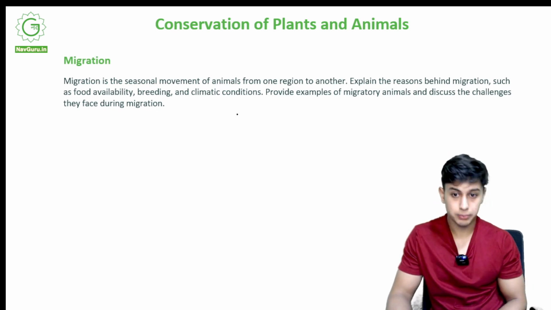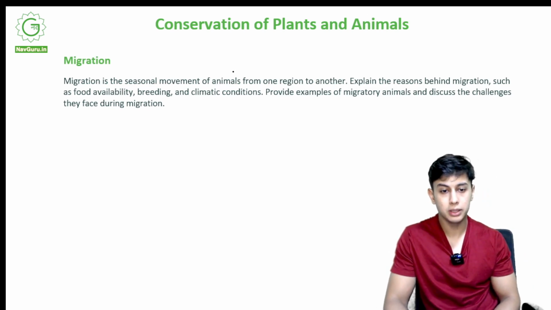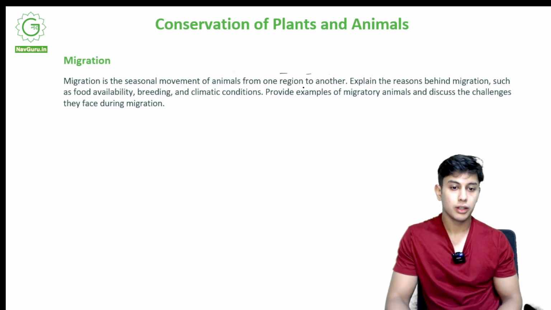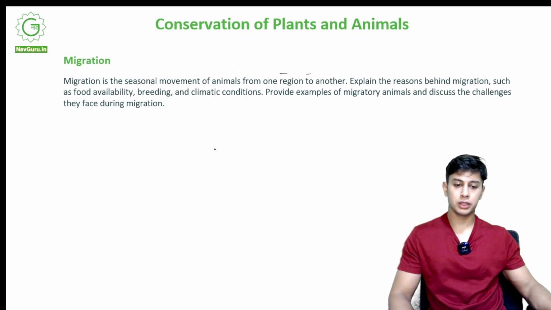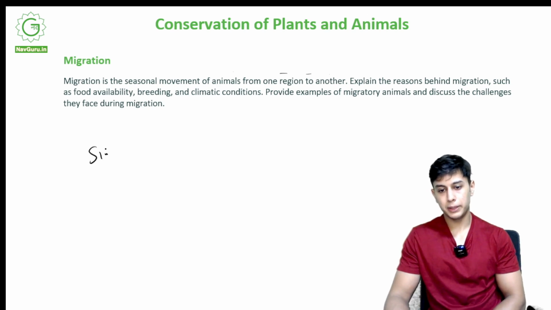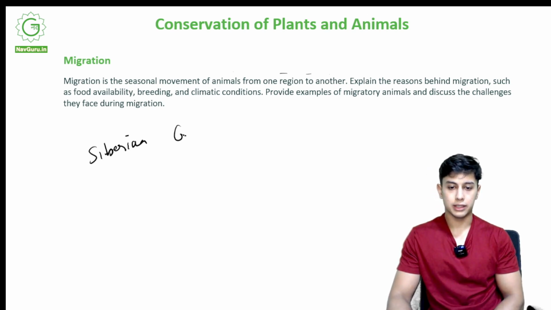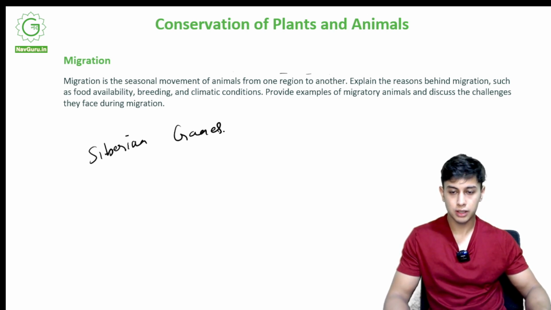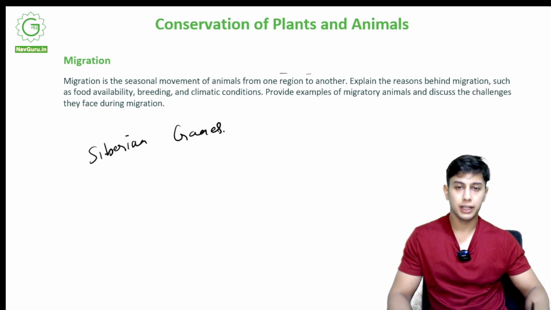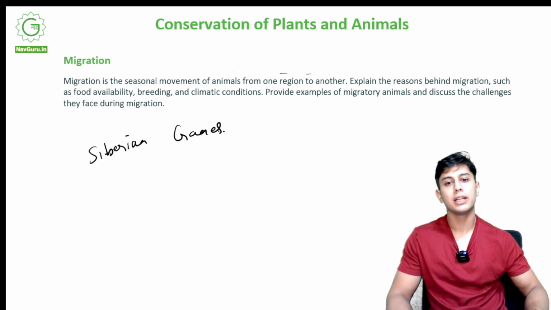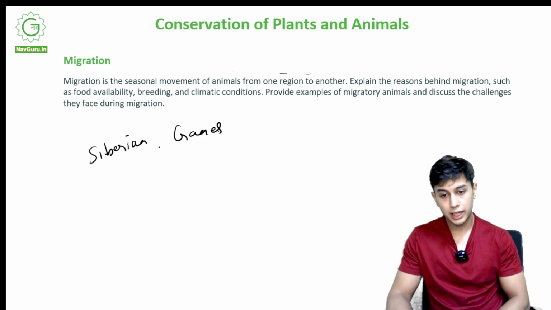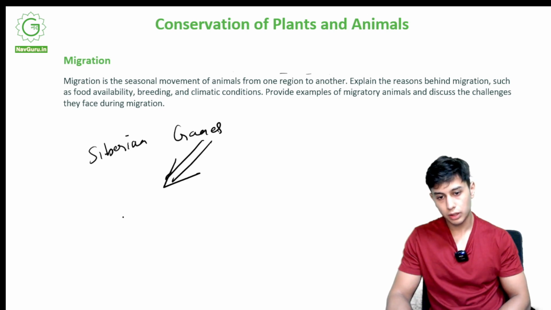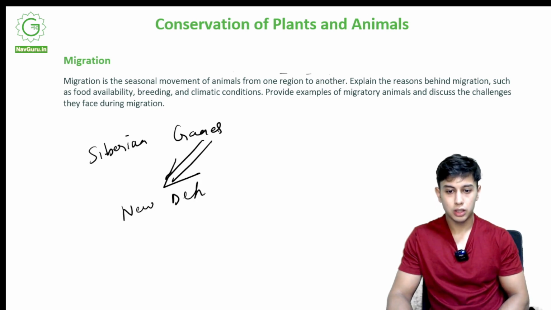Migration. Now what is migration? Migration is the seasonal movement of animals from one region to another. Okay, so let me give you an example of the Siberian cranes. These are cranes that during our summer months in India are in Siberia, which is very cold, and these cranes come to India in our winter months. Okay, so they come all the way from Siberia to New Delhi. All right, now this is migration.